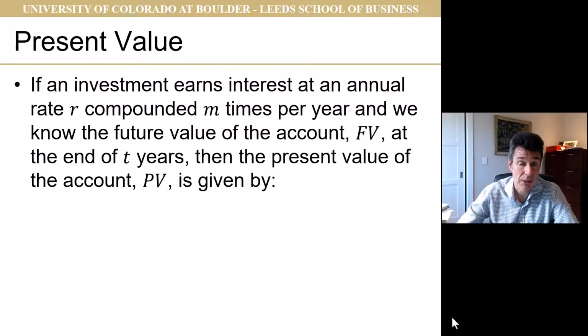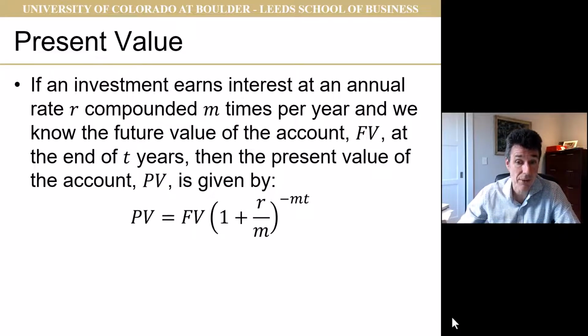The present value: if an investment earns interest at an annual rate R, compounded M times per year, and we know the future value of the account, FV, at the end of T years, then the present value of the account is given by PV equals FV times (1 plus R over M) to the power negative MT. And these two equations, the one on the previous slide and this slide, are essentially the same equation where we took the one on the previous slide and divided both sides by (1 plus R over M) to the power MT. And that gives us our negative exponent.